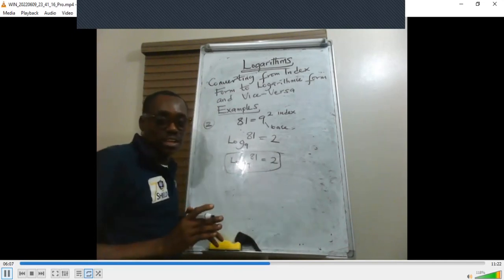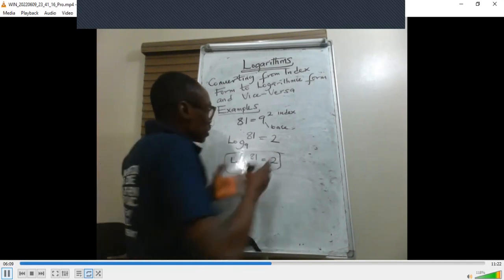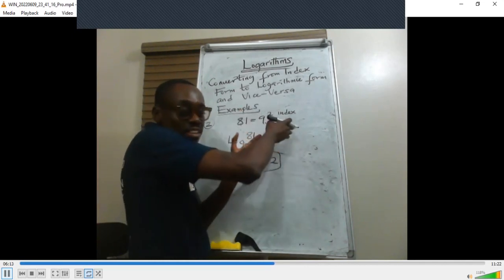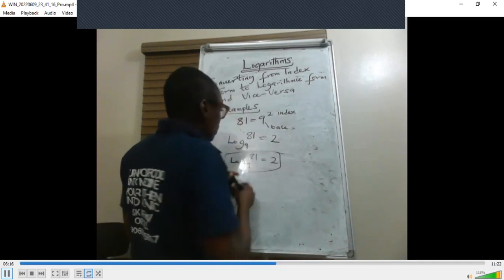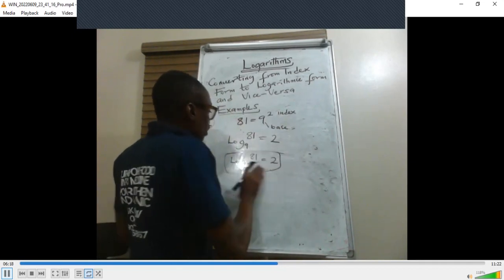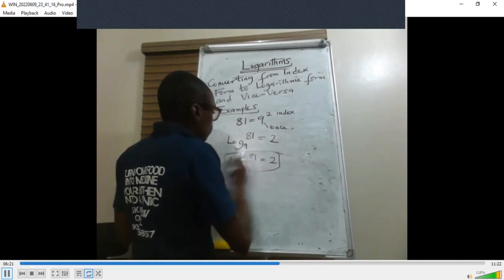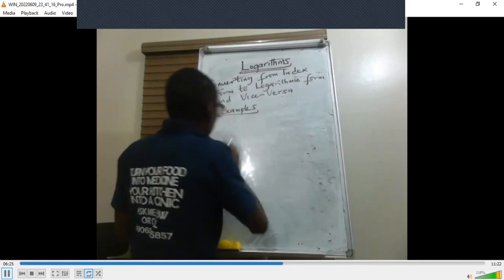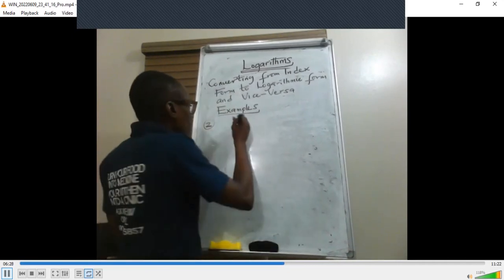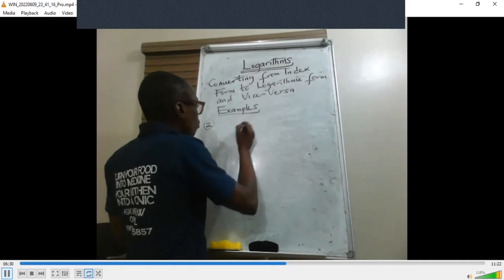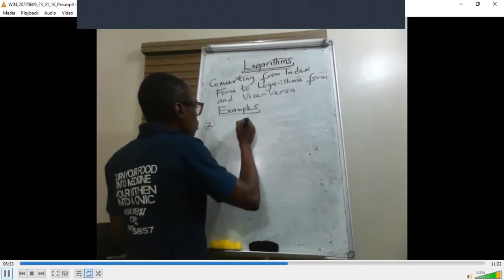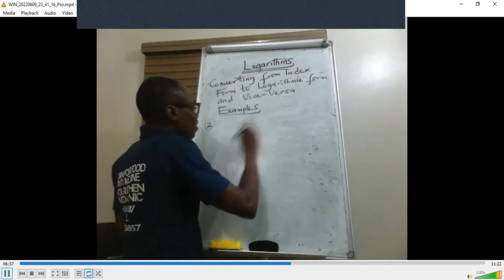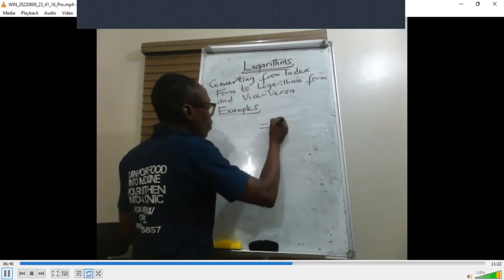In the example I'm going to take right now, I'm actually going to put the index on the left hand side and this on the right hand side, so that you won't be confused when you come across an index equation in that form. Okay, so I'm still going to make use of 81. This time around, I'm going to put the 81 on the right hand side.